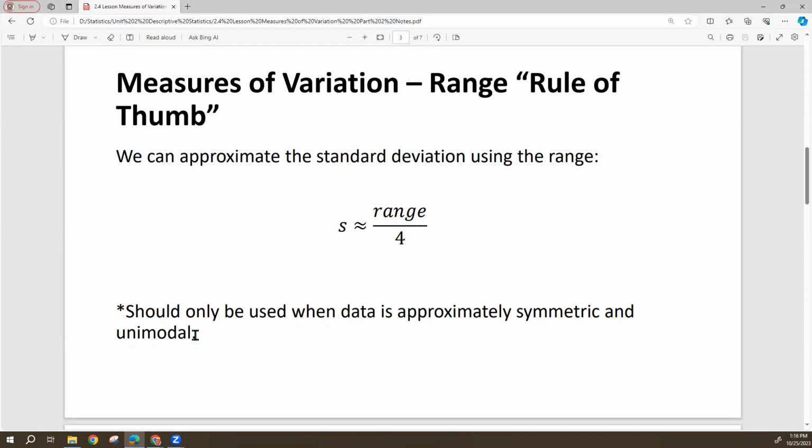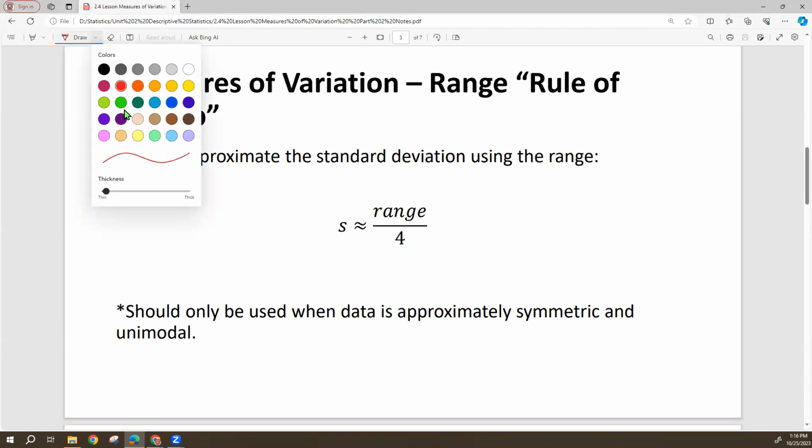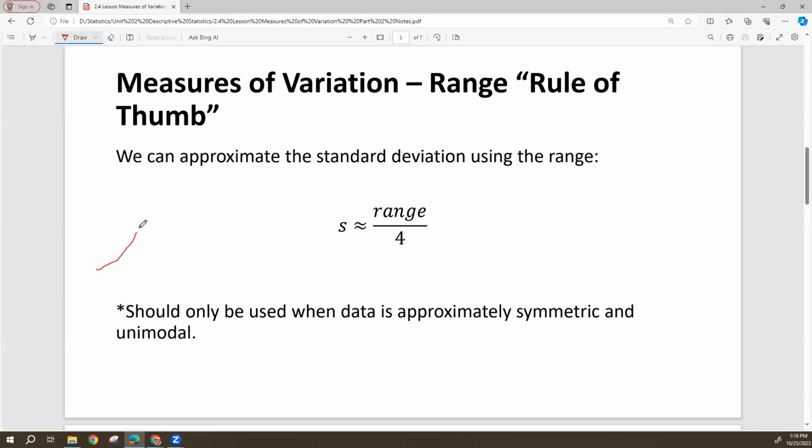A word of caution is that we should only use this when we have a histogram or a distribution that is approximately symmetric and unimodal. So, and this is going to be a very bad drawing because I'm using my mouse, something like that.